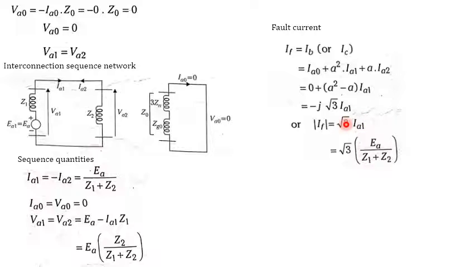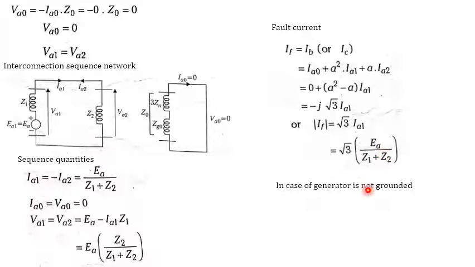What is IA1? From this equation we know that it is EA divided by Z1 plus Z2. So that is the value of the fault current. This is the expression for the fault current that we need to remember.